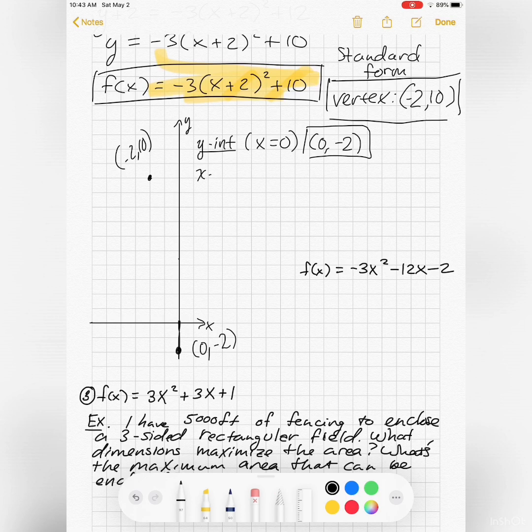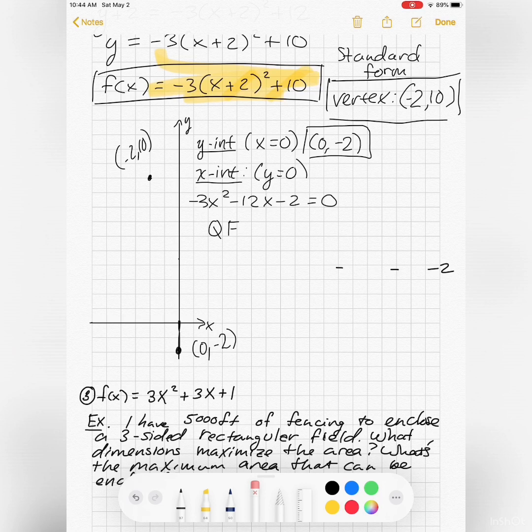Okay, let me find the x-intercepts. If I set the whole function to 0, I can use the original equation. Actually, this one does not factor, so I would have to use the quadratic formula. You remember that one from middle school. I prefer to avoid using the quadratic formula if I can.